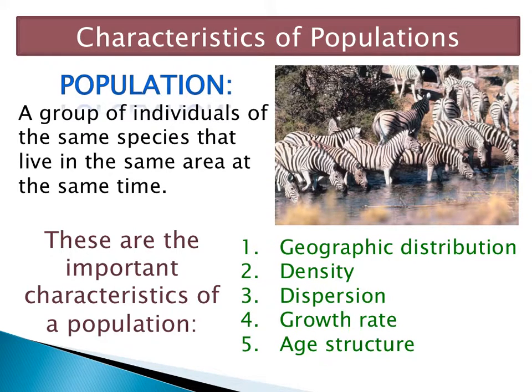One is their geographic distribution, how far are they spread out? Their density, which is just the number of organisms in a specific area. Their dispersion, how far they go beyond that area. Growth rate, how quickly are they growing, and their age structure, which is the average age of the individuals in that population.